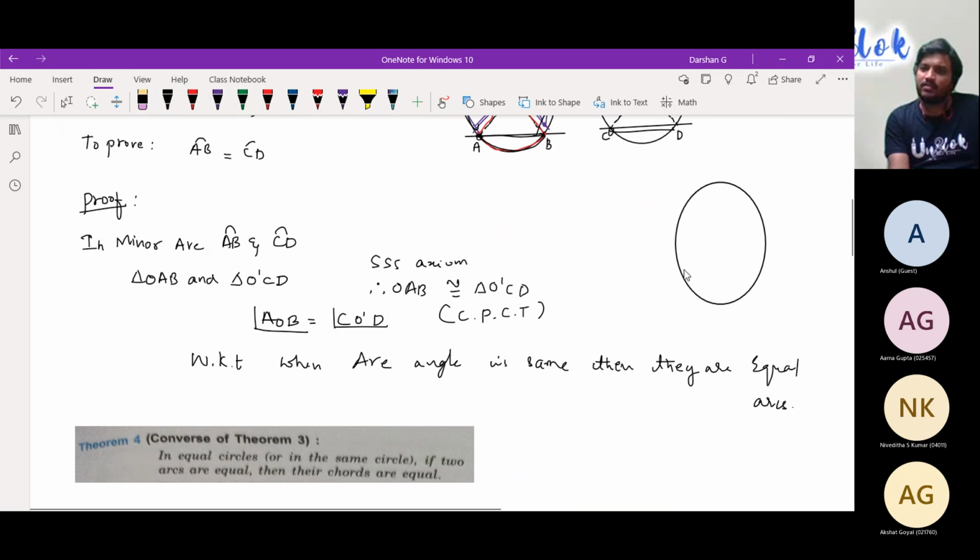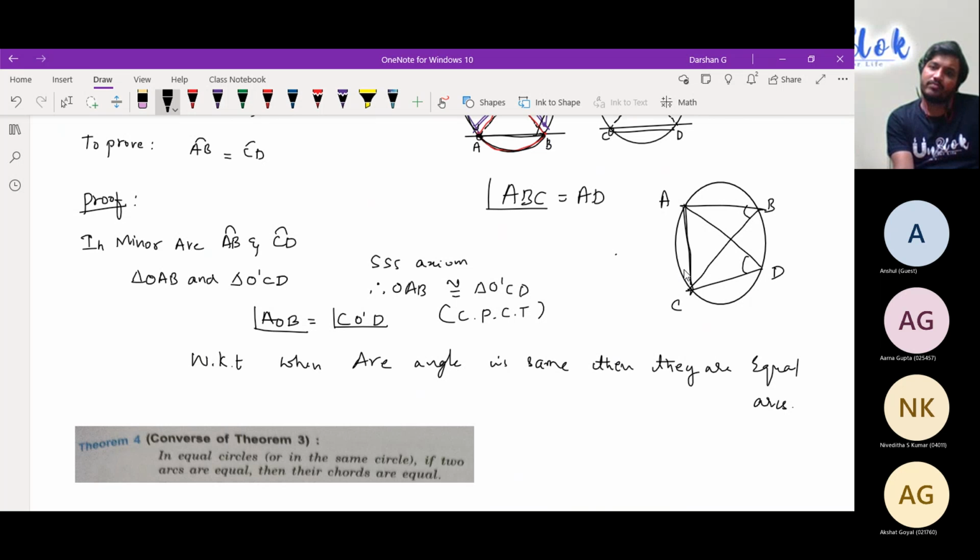So imagine this is a circle and I have a chord like this, and there is one suspension like this and one suspension like this. I'm calling this ABC, and I'm calling this ADC. I'm telling this angle as this angle. So can I tell angle ABC is equal to angle ADC? Anyone has a problem with this? Anybody who's not understanding? Okay, please understand.